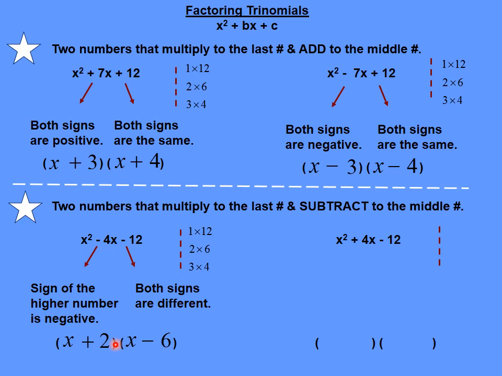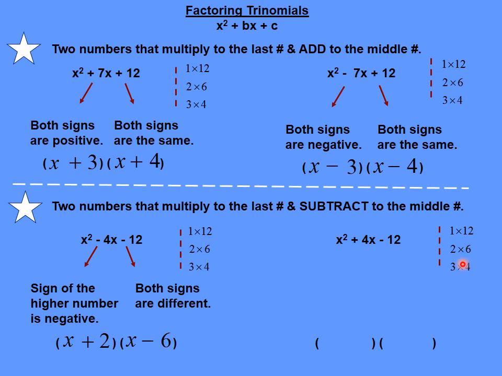Now why is that? Notice that when we do the inside and the outside of FOIL, the inside will give us a positive 2x, and the outside will give us a negative 6x. Positive 2x and negative 6x will result in negative 4x. We need it to be negative. Let's have a look at this one. It's almost the same, but we have a plus sign here. We had a negative sign here.